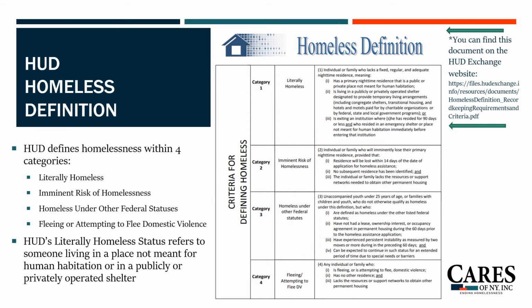HUD Homeless Definition. HUD has defined homelessness within 4 categories: literally homeless, imminent risk of homelessness, homeless under other federal statutes, and fleeing or attempting to flee domestic violence. For clarity, the literally homeless status refers to someone living in a place not meant for human habitation, like the street or an encampment or their car, or someone who's living in a privately or publicly operated shelter.